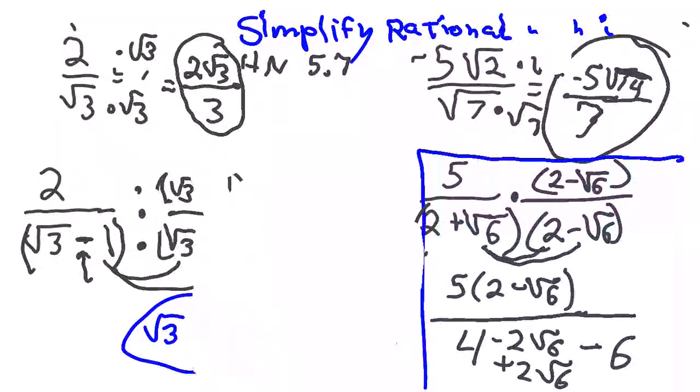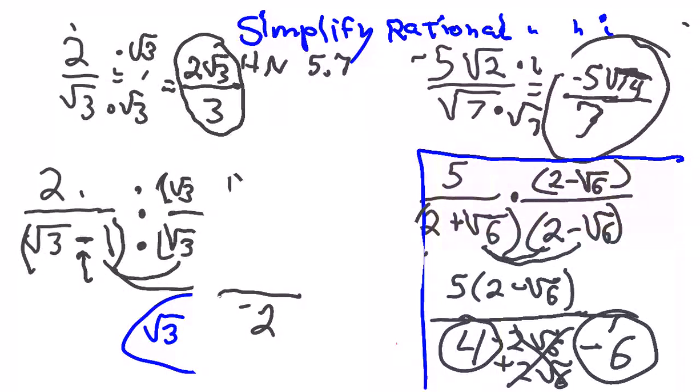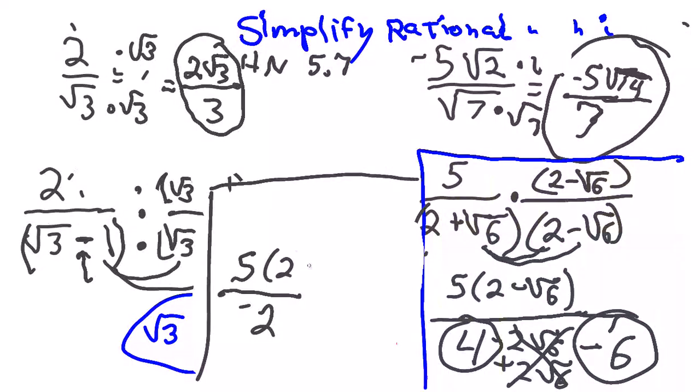On the top I have the 5. What do I get on the bottom? 4. Those cancel away, opposite signs, right? Negative 2, positive 2. 4 minus 6 is negative 2. Right? Negative 2. And on top I have a 5 and that parenthesis, 2 minus square root of 6. I believe my fraction looks like that.